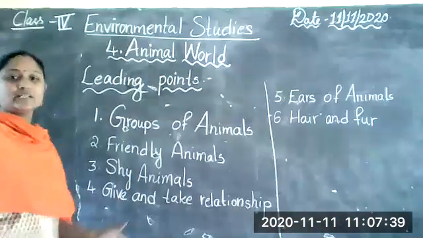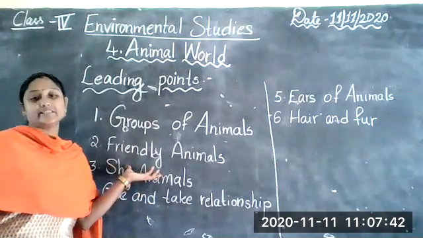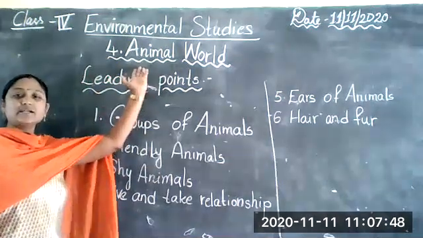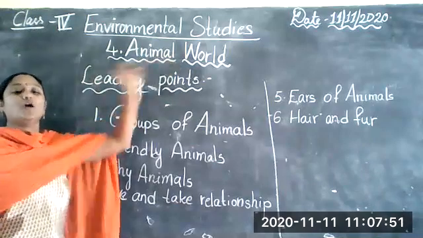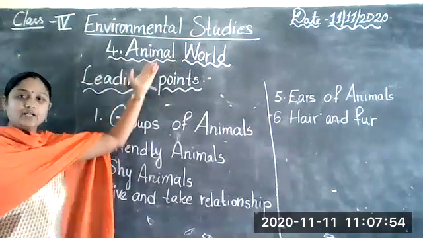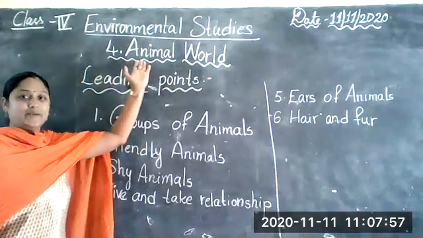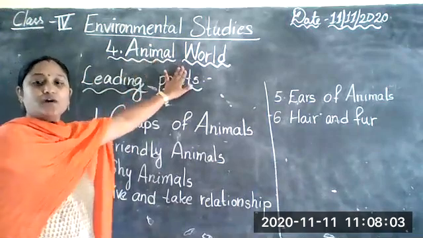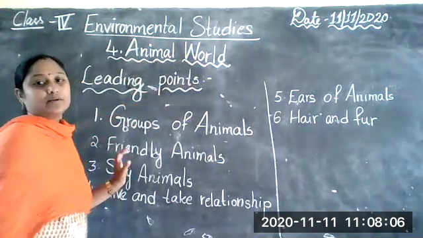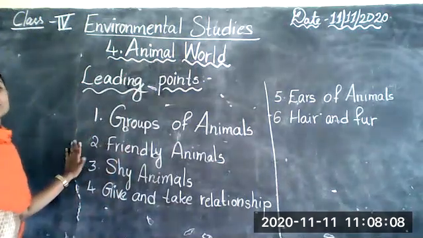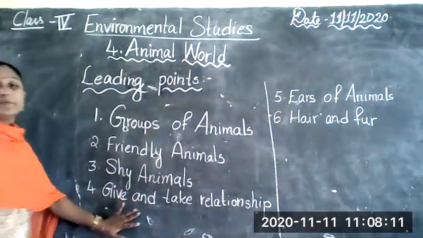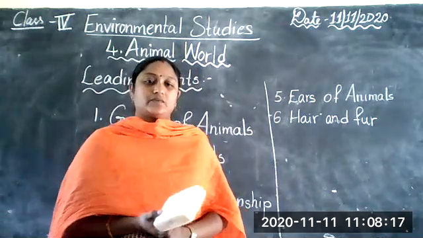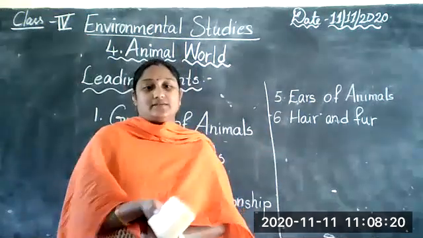Did you understand? See, all the children, these all are the leading points in this lesson. Once again, what is the lesson name, children? Animal World. Read the spelling once again. A-N-I-M-A-L, Animal, W-O-R-L-D, World. Now I am going to explain the leading points. These are the topics we will discuss in this lesson, the headings of the lesson.